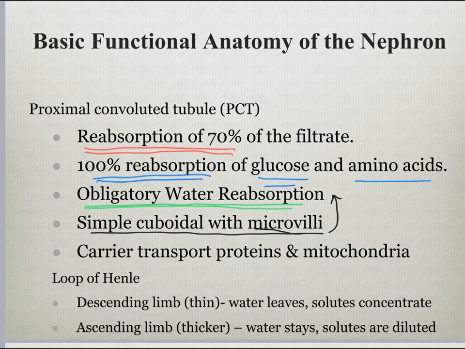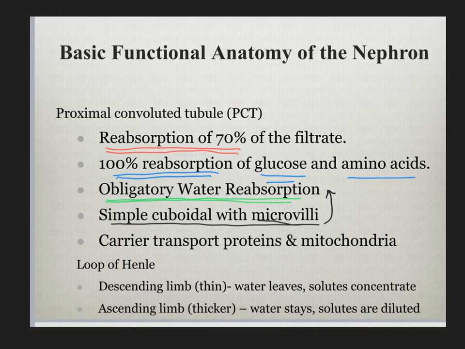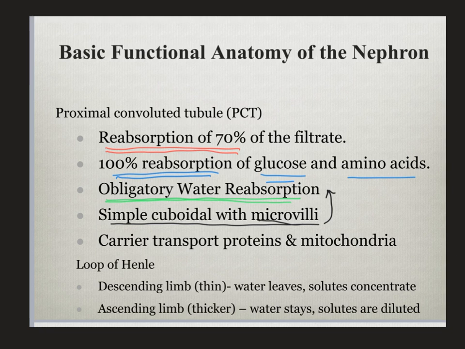In the loop of Henle, we're going to see the descending limb is going to be thin, water is going to leave, and solutes are going to concentrate. In the ascending limb, the thicker limb, remember we have that glycoprotein blocking water, water stays, solutes are going to be diluted. And we will look at a chart to see the difference in concentrations as we concentrate and dilute that urine moving down through that loop and back up.